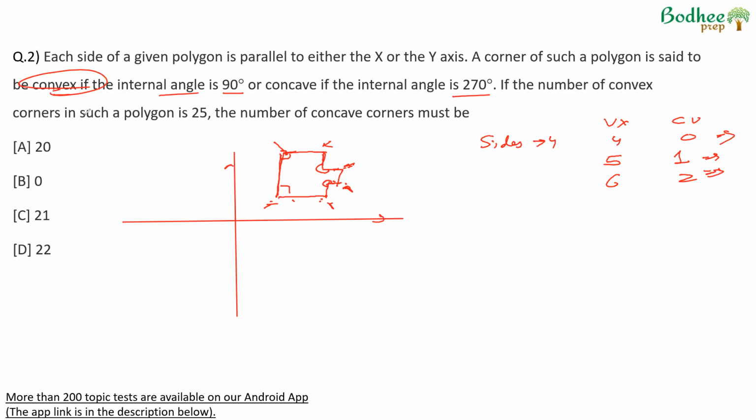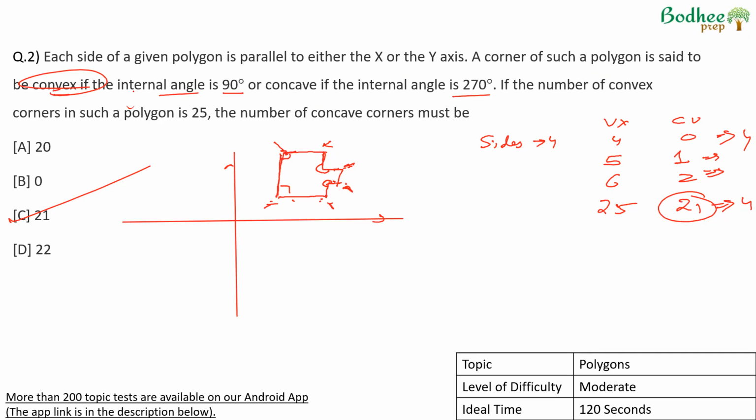If the number of convex corners of the polygon is 25, what will be the number of concave corners? Again, the difference in each case is 4. Difference here should also be 4. So 25 minus 4, 21 becomes my answer. Following the pattern is, I think, the safest way of doing this question. Overall moderate, about 2 minutes to solve.